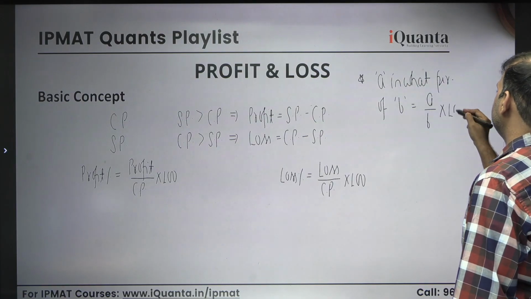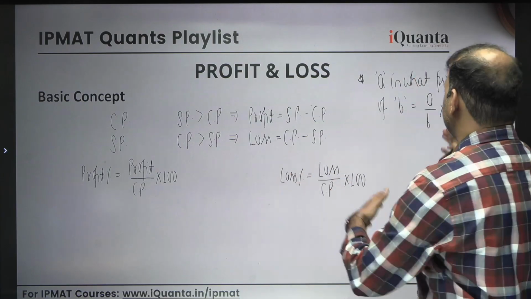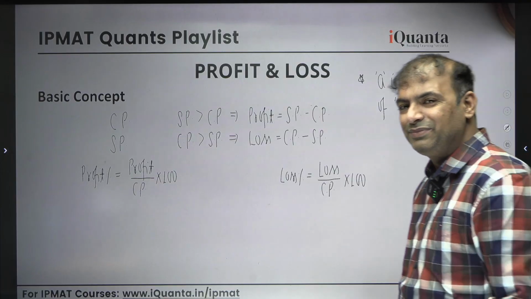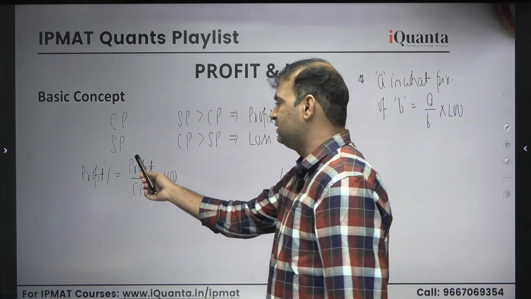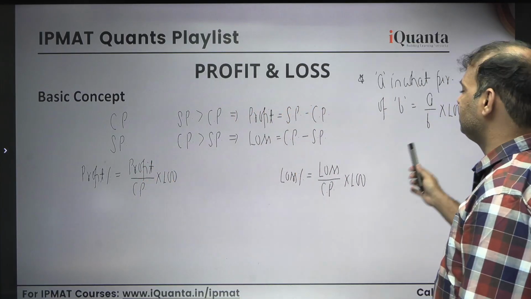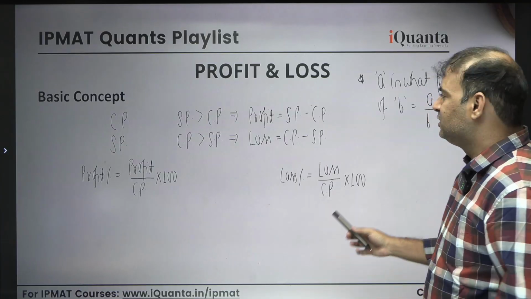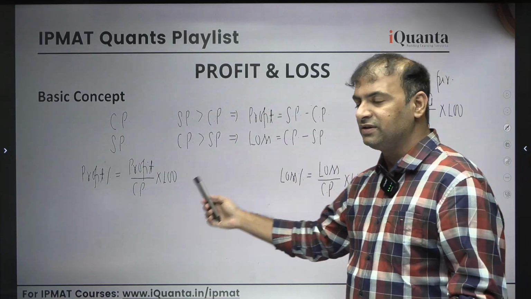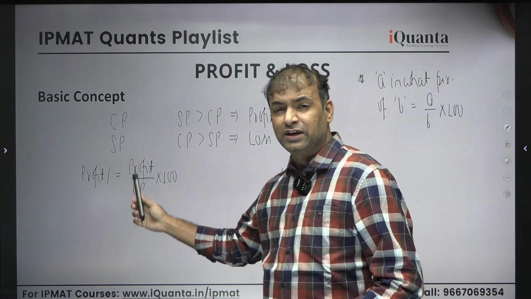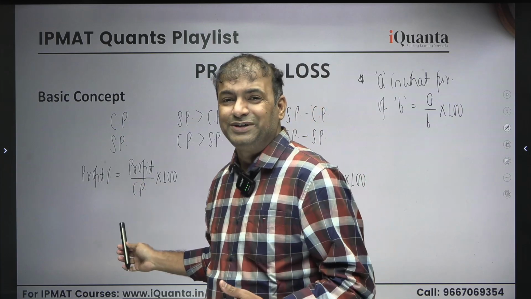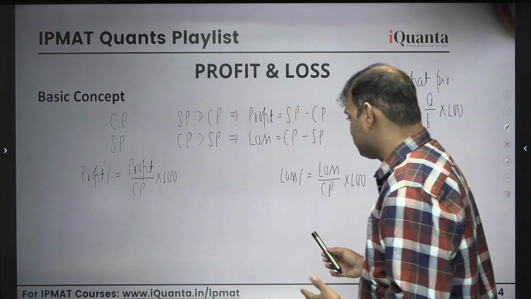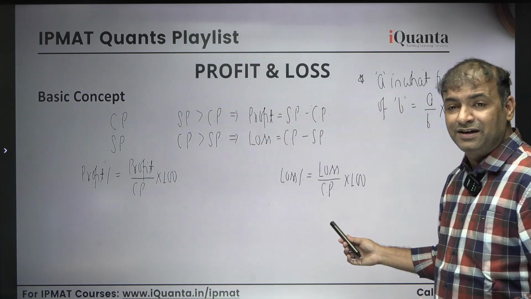Now, if you look at these two formulas, they are similar to A upon B into 100, right? For example, in this formula, if you see, this is like A upon B into 100. This is also A upon B into 100. So if you compare, in this formula of profit percentage, we can say A is the profit and B is the cost price. And in the formula of loss percentage, we can say A is the loss and B is the cost price.